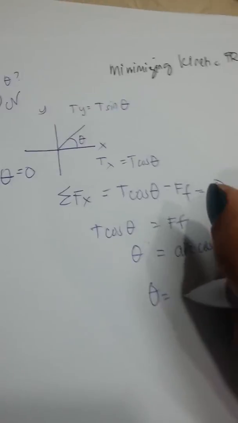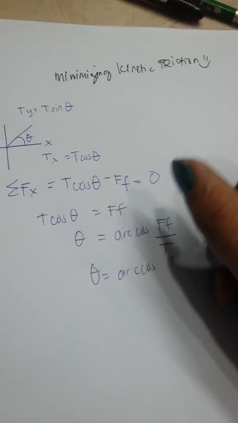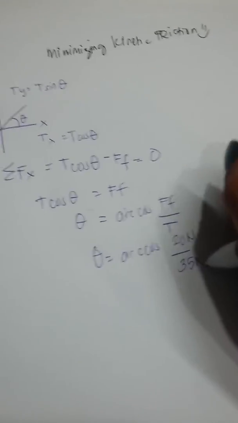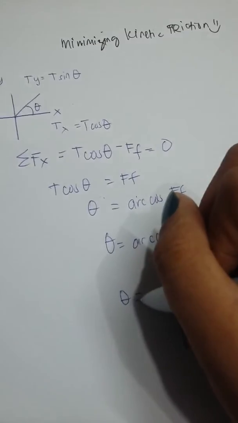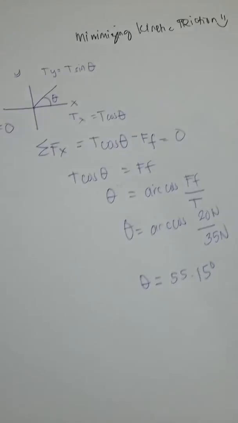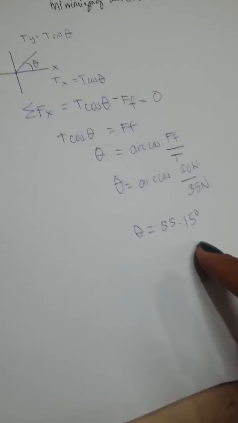From that equation, we will just replace it from the given. Our friction force is 20 newtons divided by the tension of 35 newtons. We will get the arc cosine of that, and that would be equal to 55.15 degrees.